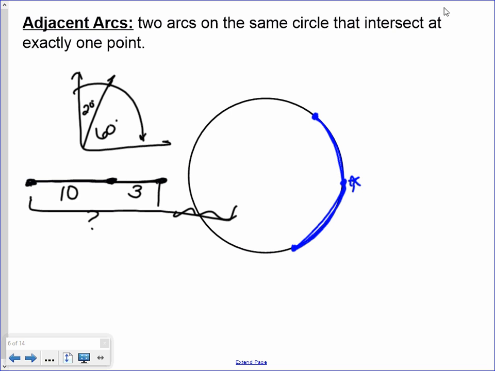So the arc addition postulate, let's just say this was 50 degrees and this was 60 degrees, and then I asked you to find the entire arc. Pay attention. Just like segment addition and angle addition, arc addition, you would just add them together. So what's 50 plus 60? 110. Okay?